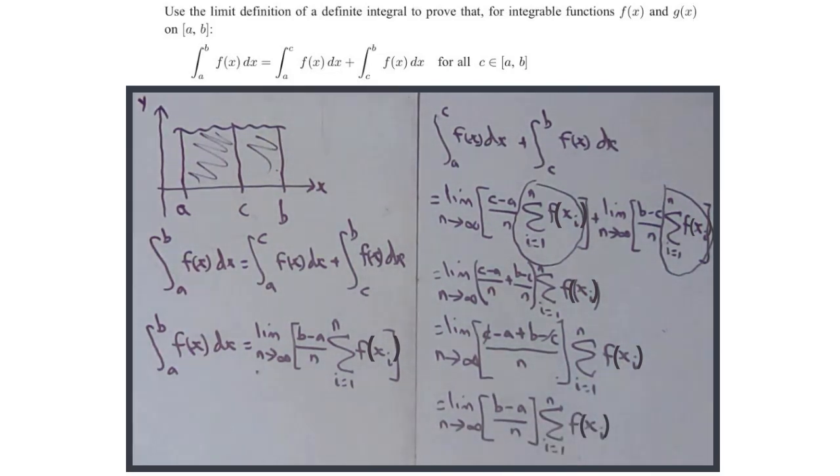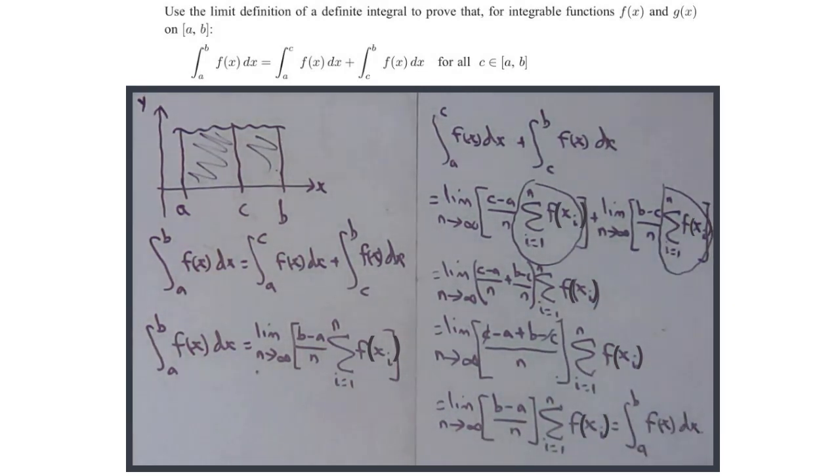And looking at that, you can see that's clearly the limit definition of the definite integral of f of x from a to b. That equals the integral from a to b of f of x dx. So we've now proven it using the definitions. It is a lot of working out, and you do wonder what it's all for, but that is how you do it.